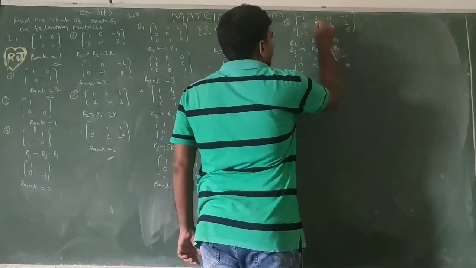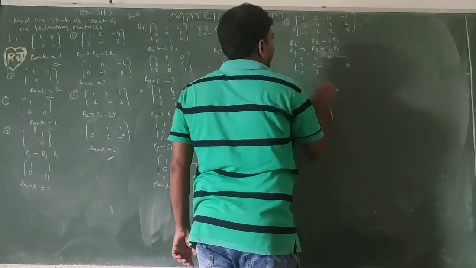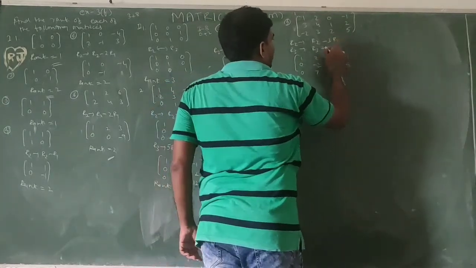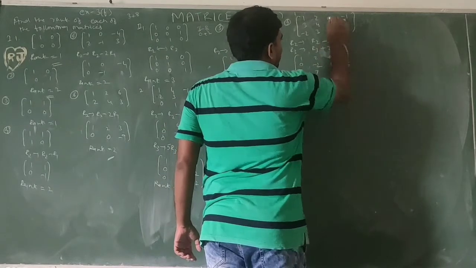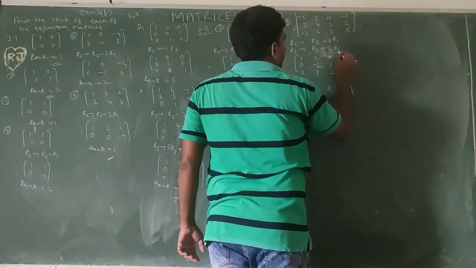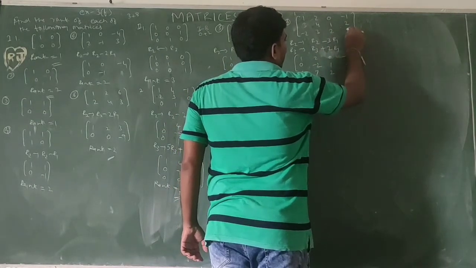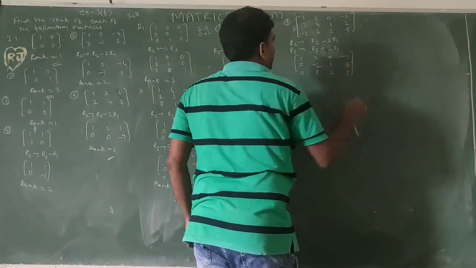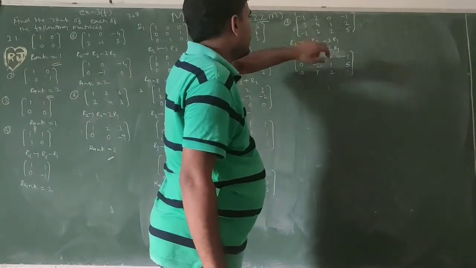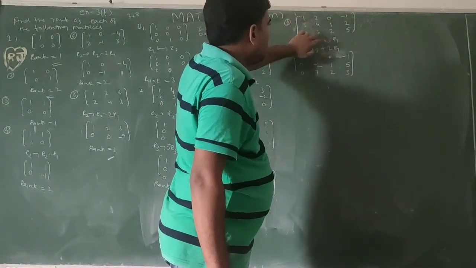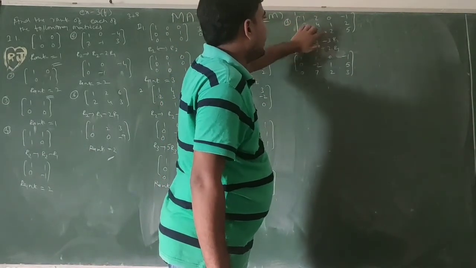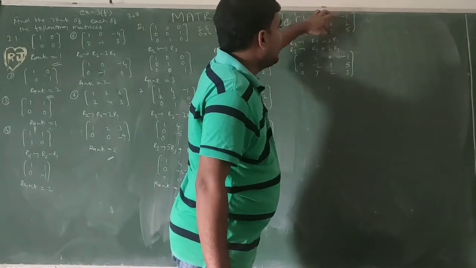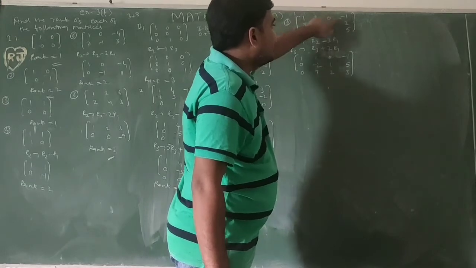3. 2 into 2 4. 3 plus 4 7. Next 2. This is 2. 2 plus 0 2. Next 5. 2 into minus 1 minus 2. 5 minus 2 3. Next work out it. This is 3. 2 into 2 4. 3 plus 4 7. 2 plus 0 2. 2 5. 2 into minus 1 minus 2. 5 minus 2 3.